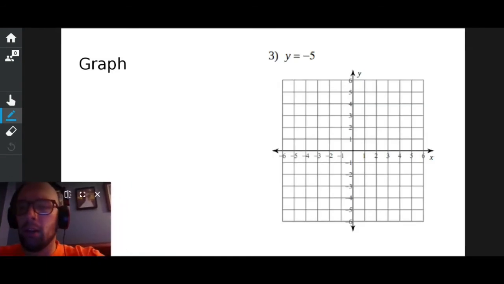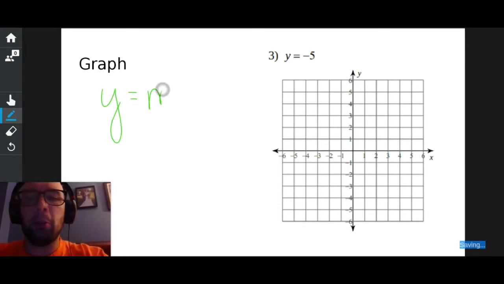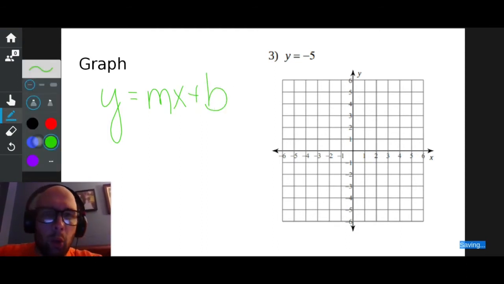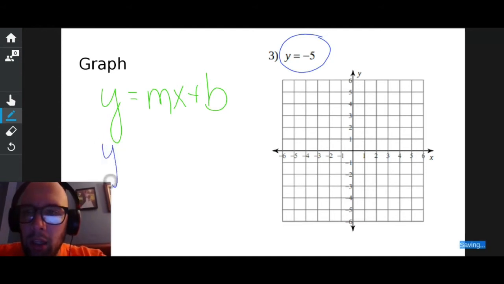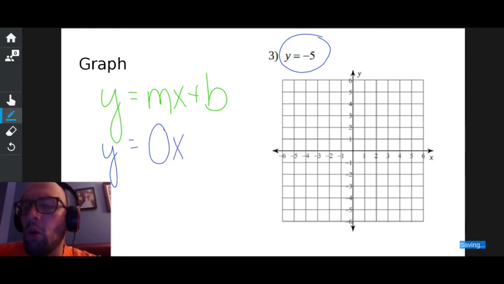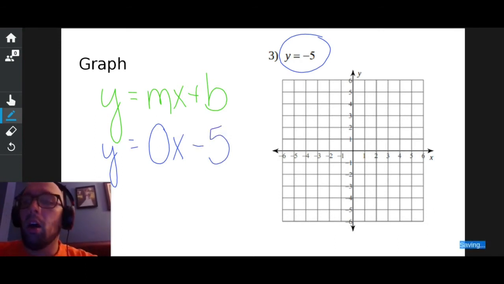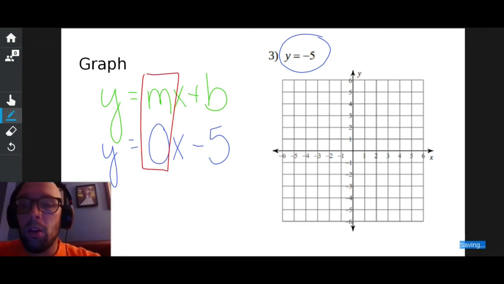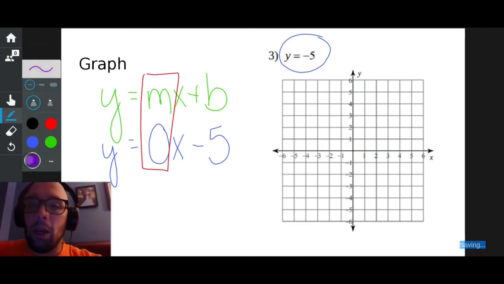More graphing. This doesn't really look like y equals mx plus b. I mean, if I were to write this equation out again, y equals, there's no x. If there's no x, I guess that would be the same as 0x. And then minus 5 is minus 5. Oh, I see. The slope is 0. The y-intercept is negative 5.